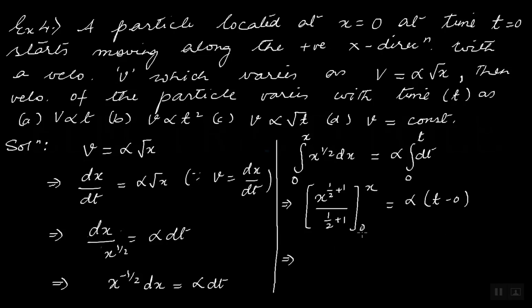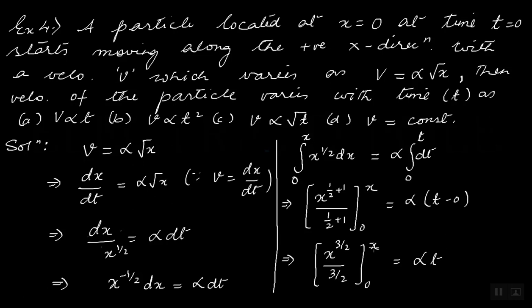Alright, so if you have not understood integration, then please go back and check the video for integration, and you will be able to do this problem. Otherwise, if you can't do integration, then this problem you'll have to leave. I don't suggest you to leave, but please understand the integration first. So this will be x to the power how much? Half plus 1 is 3 by 2. So x to the power 3 by 2 divided by 3 by 2, from 0 to x, is equal to alpha t.